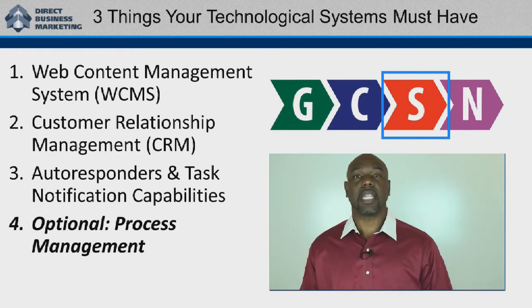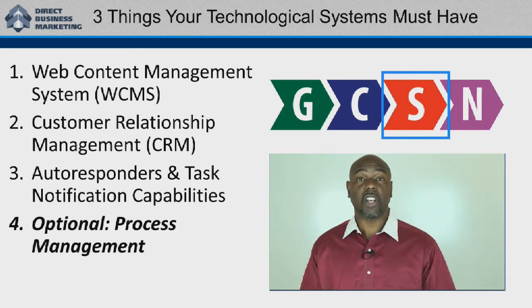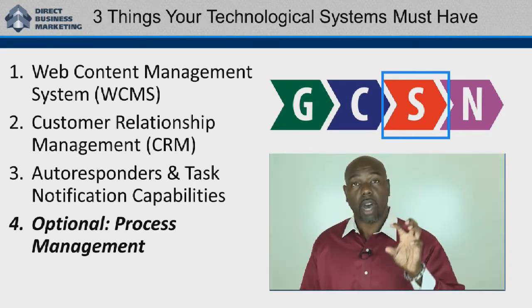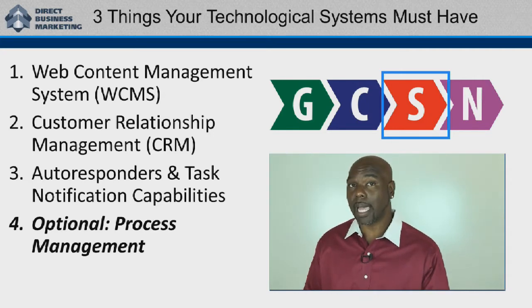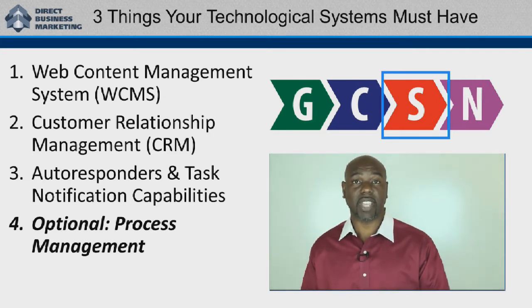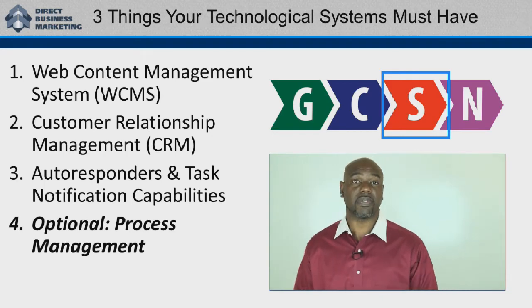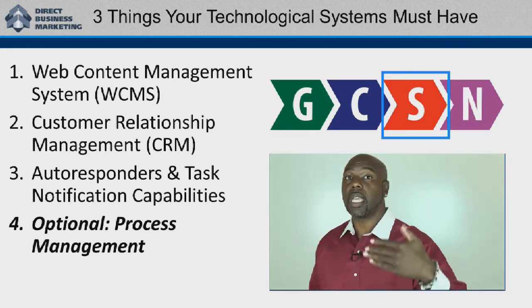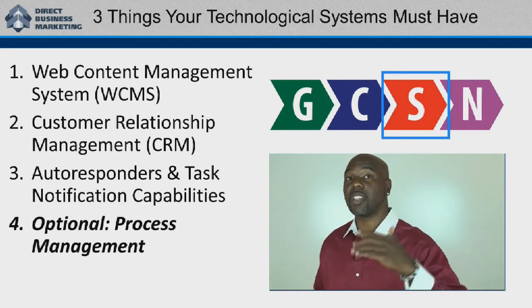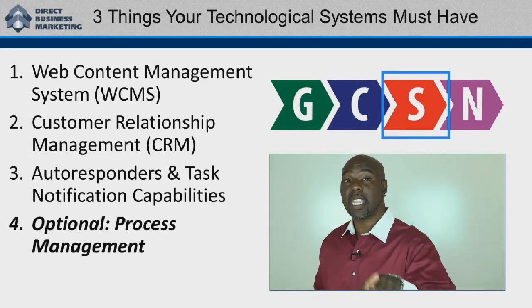Hands down, that should be part of your technological budget when developing marketing systems. Third, you want to make sure it has autoresponders, because you want to put some of this lead nurturing on autopilot, as well as task notifications and assignments. If you have an action plan, it may include giving that prospect or lead a call, and you want to make sure that is documented.